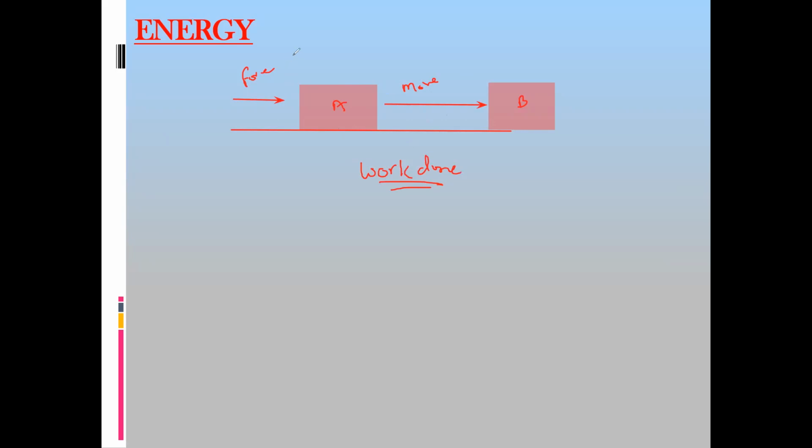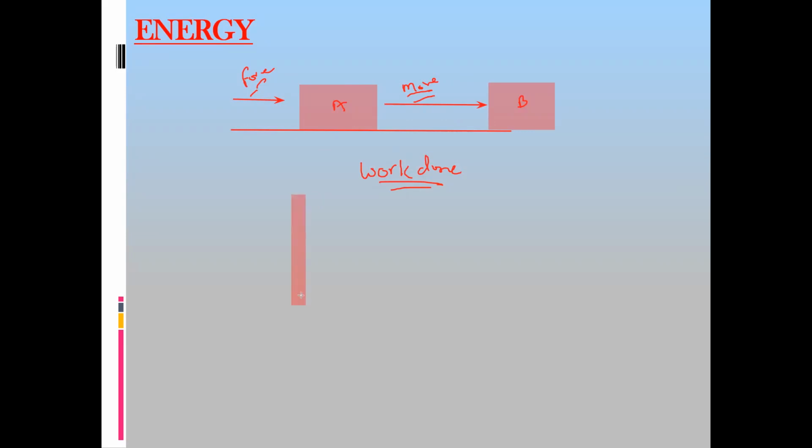If anything is able to do work, if anything is able to exert force and move an object a certain distance, we say that thing has energy. So the simple definition of energy is: it is the ability to do work.